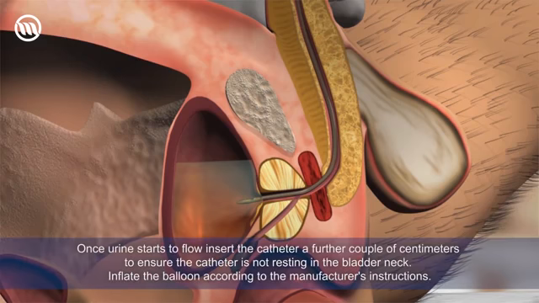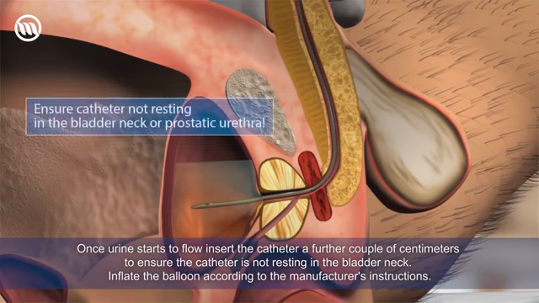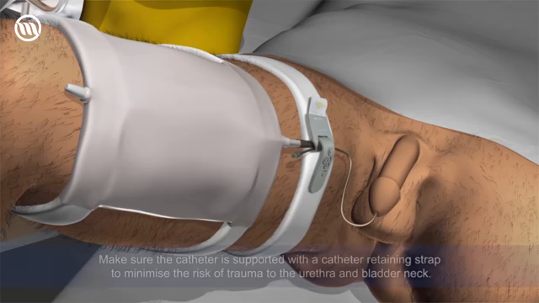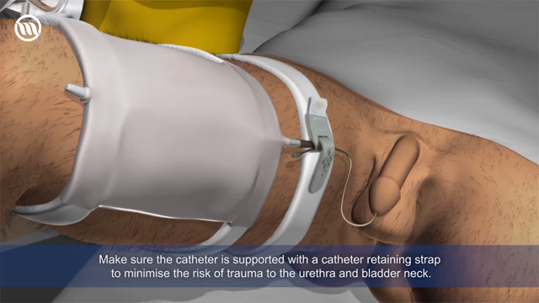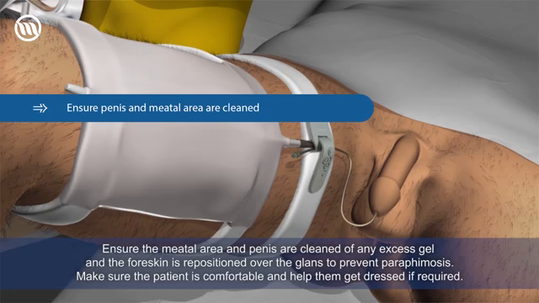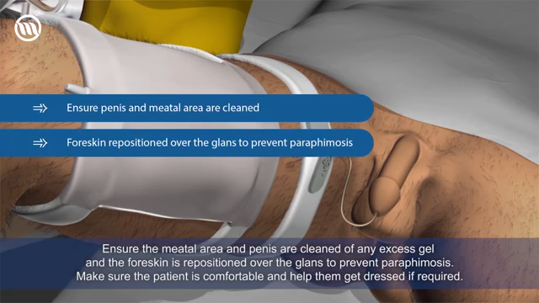Once urine starts to flow, insert the catheter a further couple of centimeters to ensure the catheter is not resting in the bladder neck. Inflate the balloon according to the manufacturer's instructions. Make sure the catheter is supported with a catheter retaining strap to minimize the risk of trauma to the urethra and bladder neck. Ensure the meatal area and penis are cleaned of any excess gel and the foreskin is repositioned over the glands to prevent paraphimosis.